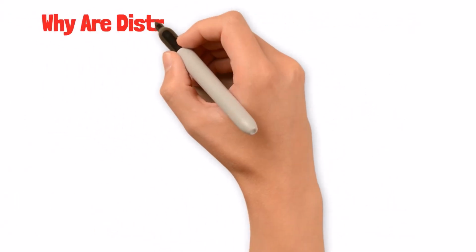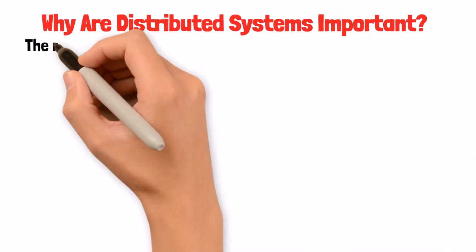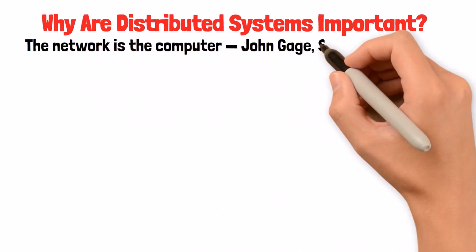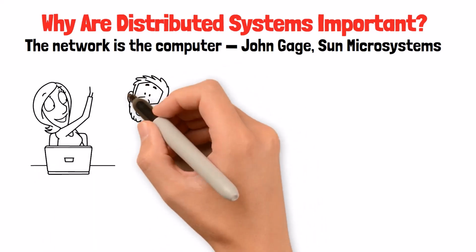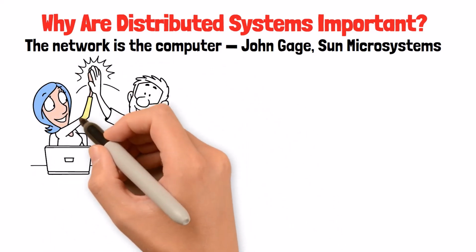Why are distributed systems important? The network is the computer. John Gage, Sun Microsystems. That quote tells us that the real power of modern computing doesn't come from a single computer, but from many working together.